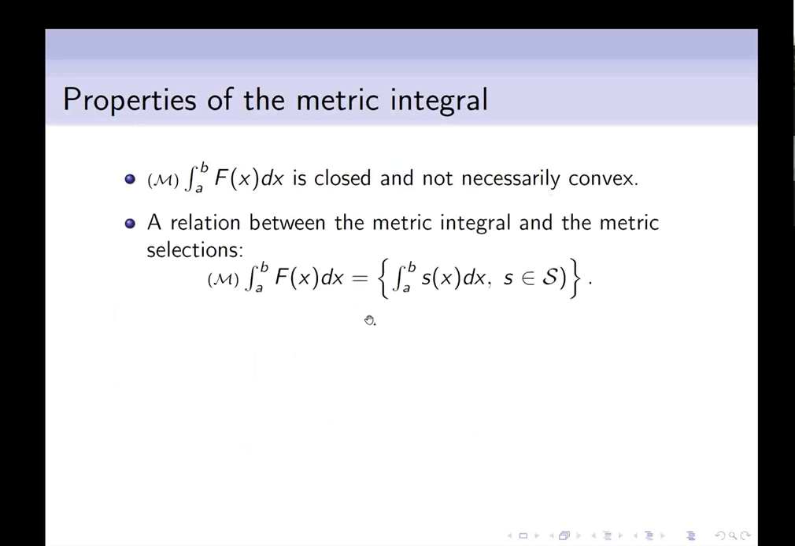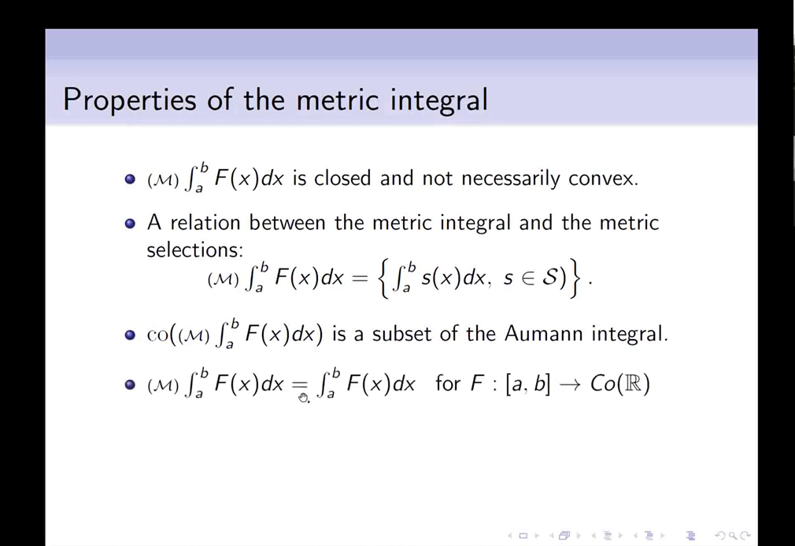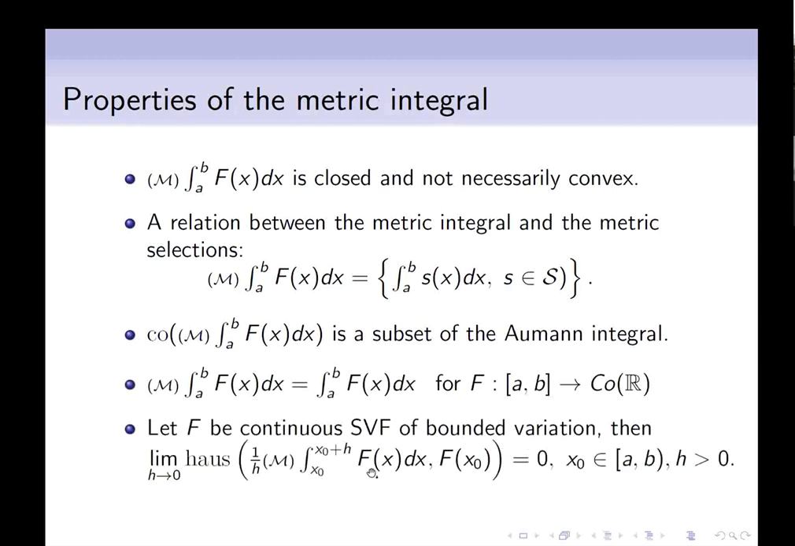Here is the relation between the metric integral and its metric selections. It is just a collection of integrals of all metric selections. This set is smaller than the Aumann integral. Even the convex hull is a subset of the Aumann integral, and we have equality in a special case. We also have an analogue of the first fundamental theorem of calculus here. So it is not so important for approximation.